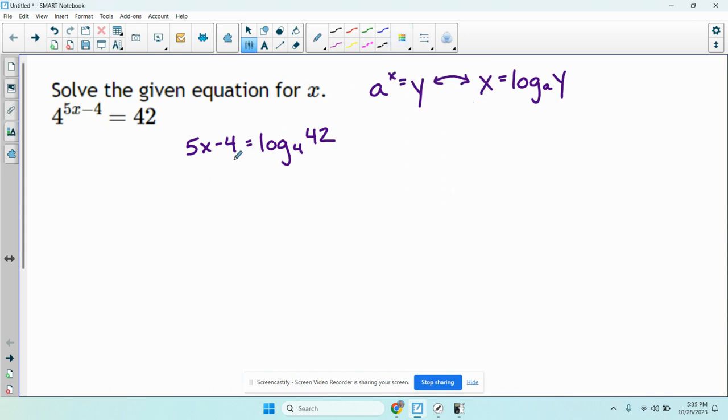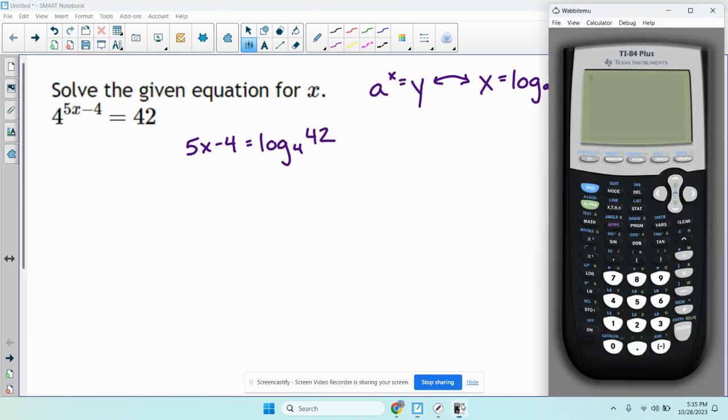Now, this will be a relatively straightforward problem once I figure out what log base 4 of 42 is. Depending on which kind of calculator you have, you can either do it directly in the calculator using the log base button. So if I hit math and scroll up, the very second from the bottom option is log base, and I can enter the values directly, and I get that.